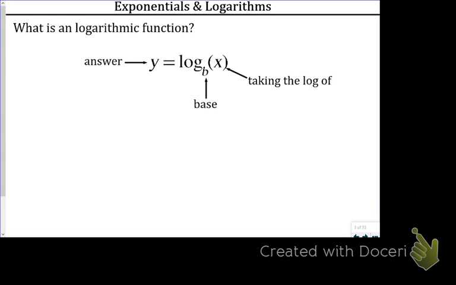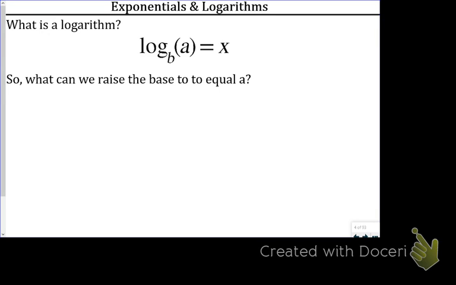So a logarithmic function, we talked about already. y is your answer, b is your base, and x is what you're taking the log of, okay? And then log is telling you what kind of function it is. So the question here, every time you look at a log, you're asking yourself, what can we raise the base to equal a? So if our base was 3 and our a was 9, we would say, what can we raise 3 to equal 9? In that case, the answer would be 2.